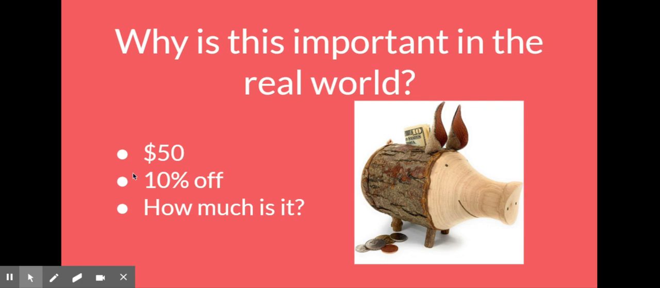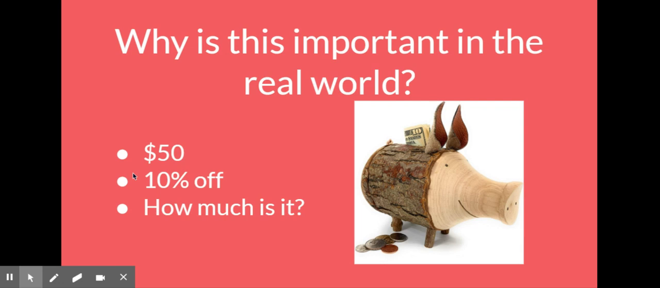I found this awesome piggy bank. It's on Amazon, and it is about $50. Right now, they're offering 10% off of this wooden piggy bank. So how much is it? It didn't tell me, it just said it was 10% off. So I don't know how much it's going to be.